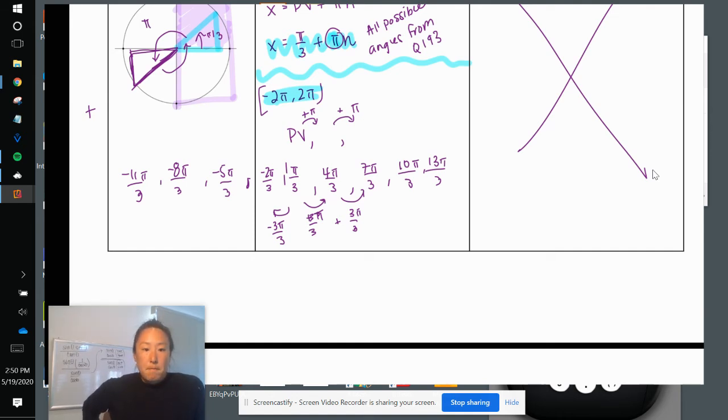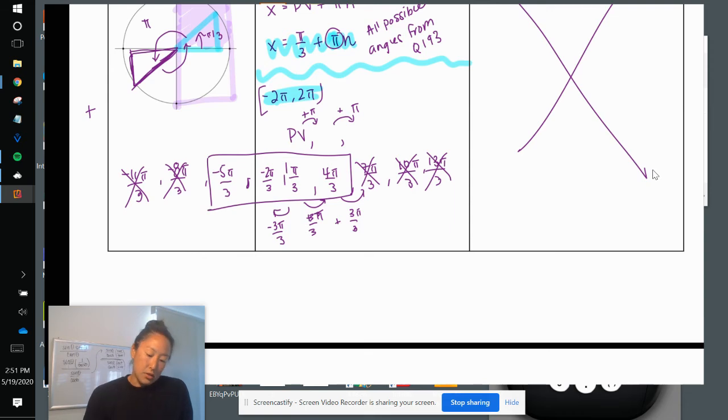So all you got to do is compare the fraction 4/3. That's less than 2. 7 divided by 3 is greater than 2, that one doesn't work. 10 over 3 is greater than 2, 13 over 3 is greater than 2. Not in our domain. Negative 11 over 3 is less than negative 2, doesn't work. Negative 5 over 3 is greater than negative 2, so that one's going to work. These are our answers right here.